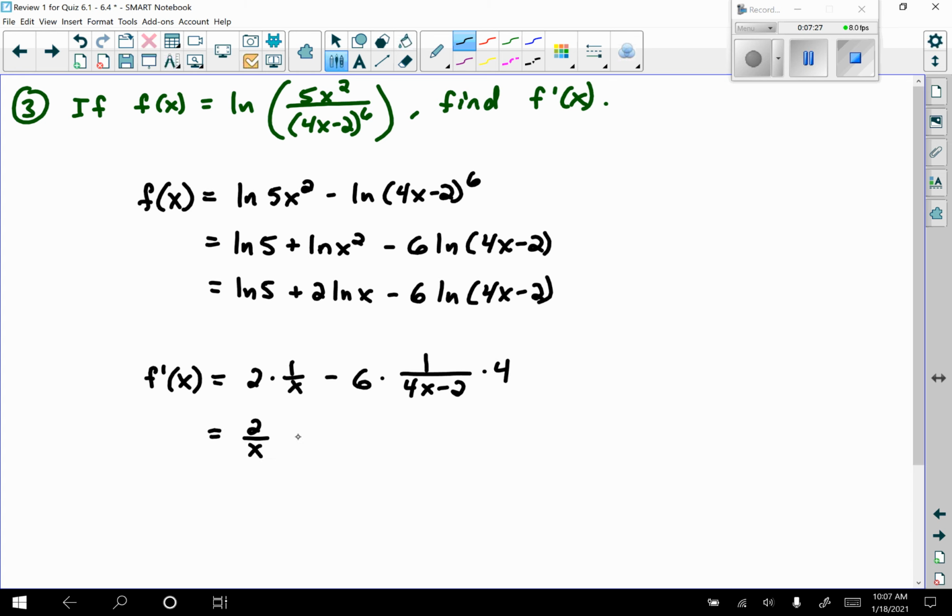We'll have 2 over x minus 24 over 4x minus 2. And then we could simplify that last fraction. So we get 2 over x, and divide everything up here by 2, so we get 12 over 2x minus 1.